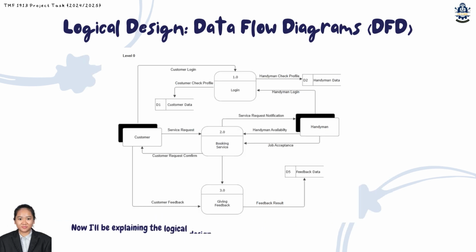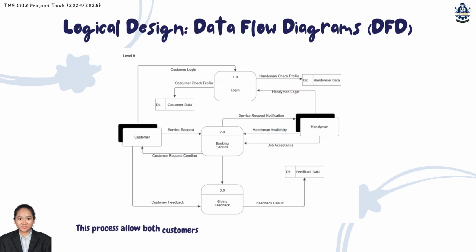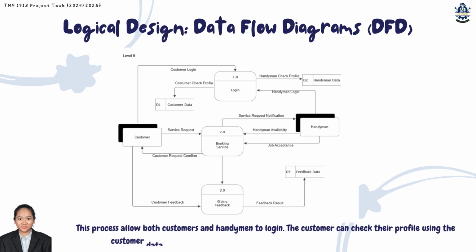Now, I'll be explaining the logical design for level 0 using the data flow diagram. This level 0 DFD is divided into 3 main processes. The first main process is login. This process allows both customer and handyman to log in. The customer can check the profile using the customer data, while the handyman can check the profile using the handyman data.